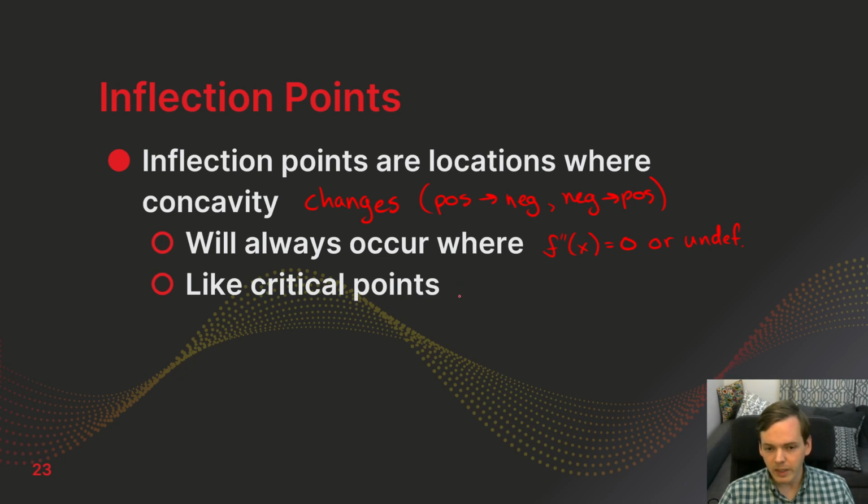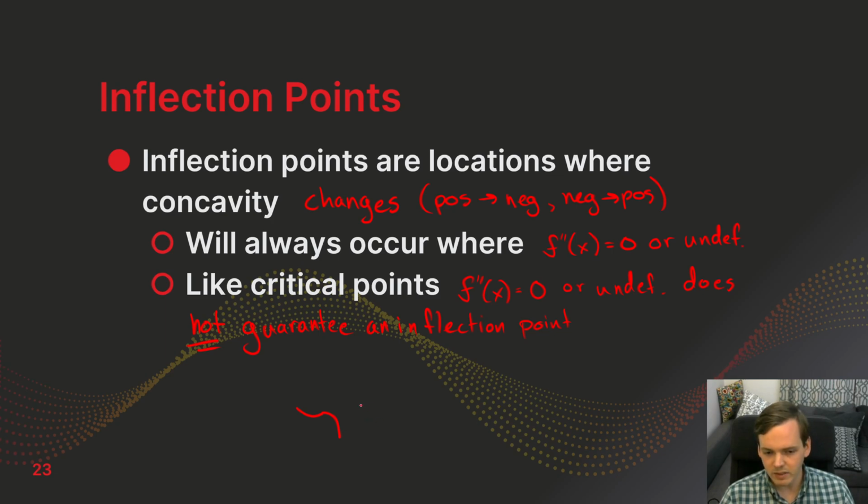But like critical points, f double prime of x equaling 0 or being undefined does not guarantee an inflection point. So just like critical points did not guarantee minima or maxima, the second derivative equaling 0 does not guarantee an inflection point. You'll have to actually check: is it concave up on one side and then concave down on the other?